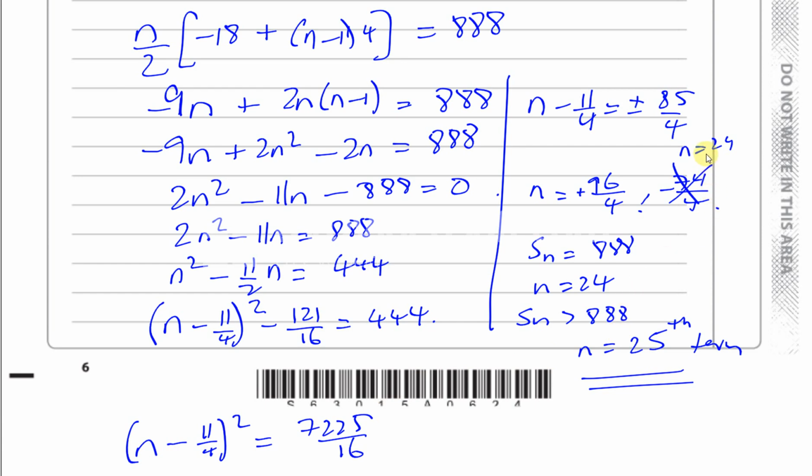So we ignore the negative n number, because n can only be positive. It's like the first term, the second term, the third term. The first term of the sequence is the first term of the sequence. You can't go below that. All right. So the 24th term, the sum of the terms is 888. So the 25th term is going to be the lowest term which has a sum greater than 888. Okay. So there we have the answer to that question.